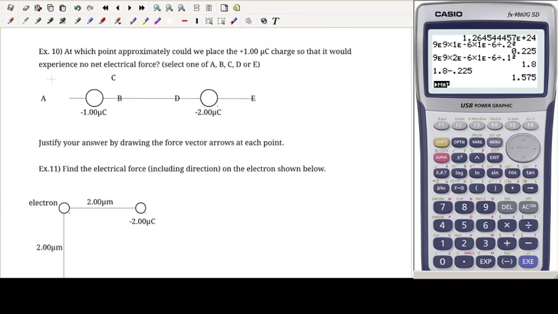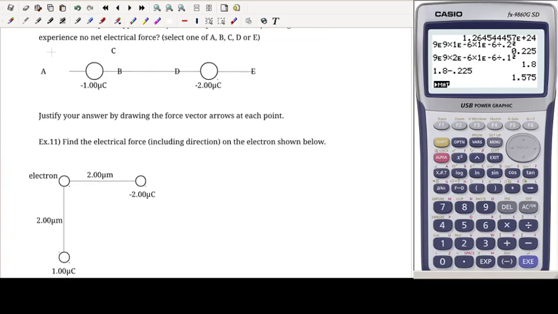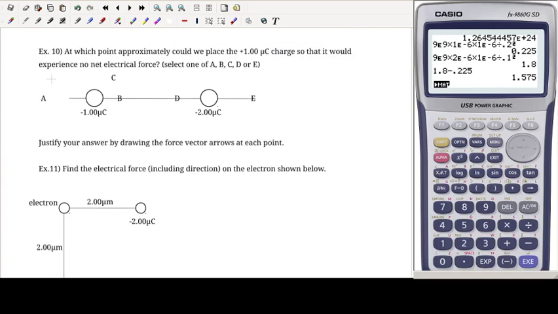Example number 10. This is a bit more of a theoretical question. You're in grade 12 now. You're going to see a few more of these. At which point, approximately, could we place a positive 1 microcoulomb charge so that it would experience no net electrical force? And they give us a couple options. Here at point A, here at point B, here at point C, here at point D, and here at point E. And we're thinking, okay, where can I put my plus 1 microcoulomb charge so that there's no net electrical force?